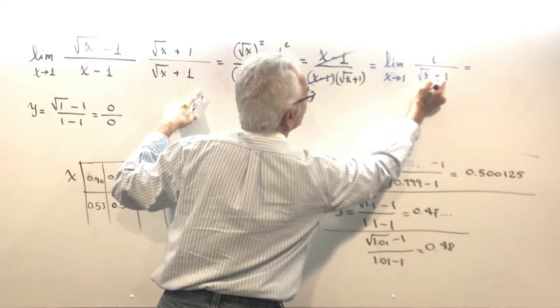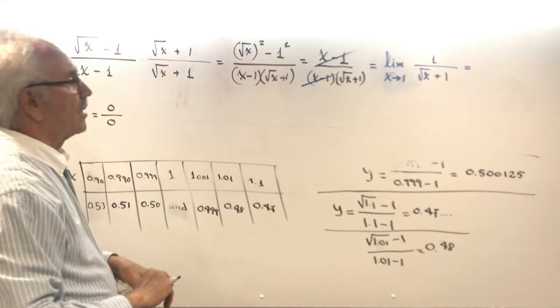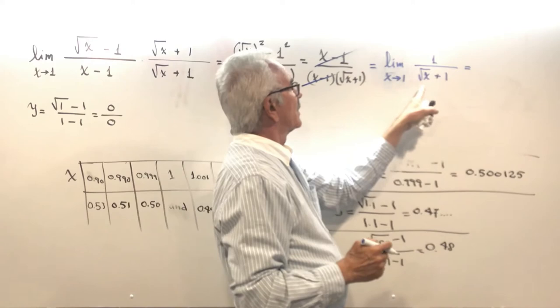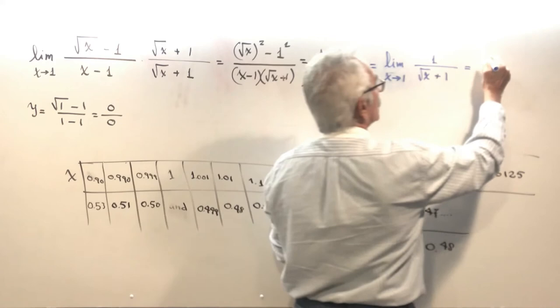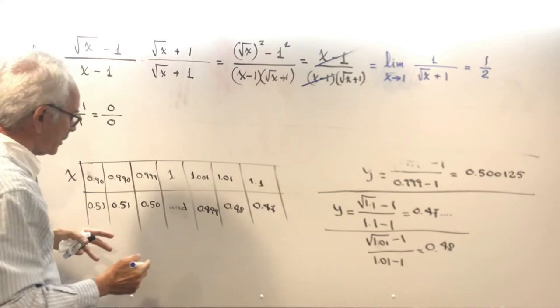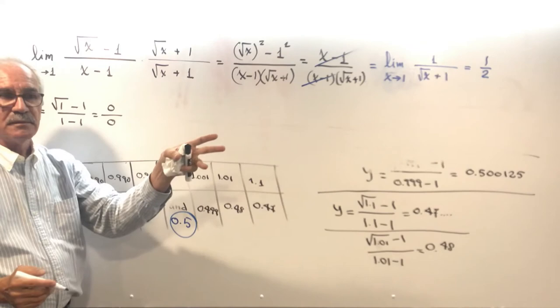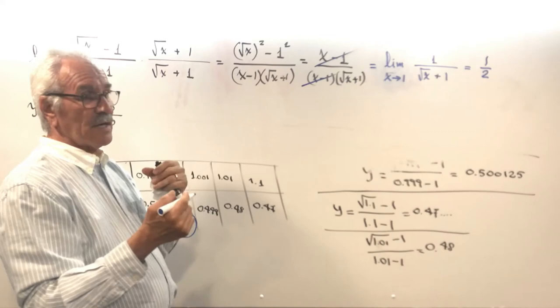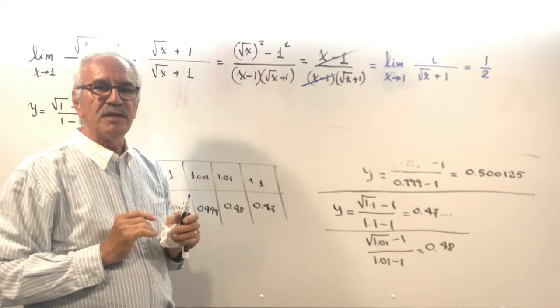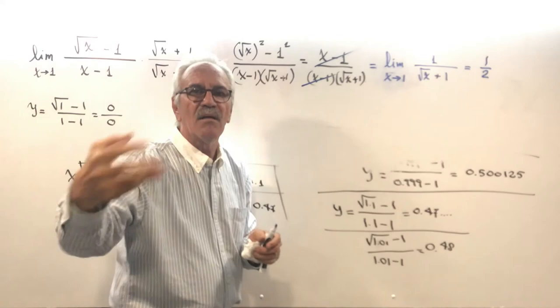Correct? So, look, it's very interesting. Now there is no undefinition, because when x is equal to 1, the square root of 1 is 1, plus 1 is 2. So this is 1 half. This is the solution we got previously. This is 0.5, the limit. So we solved the problem using algebra. What we did was clear the undefinition, because this term was the one producing it.